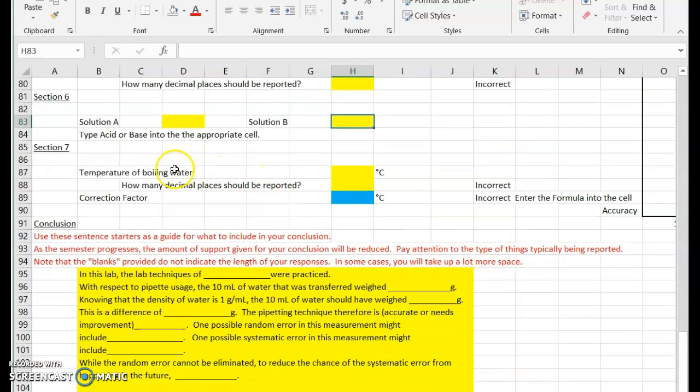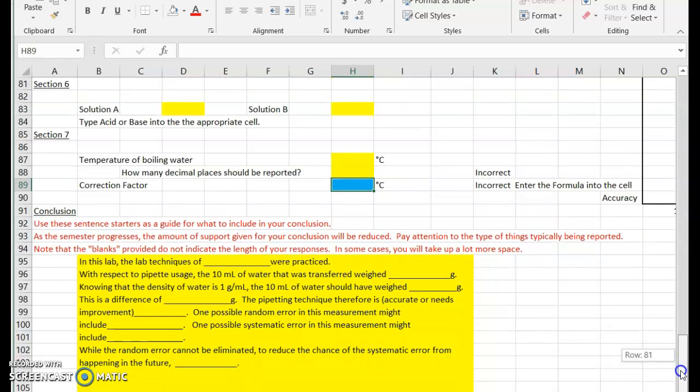Section 7, you're going to record the temperature of boiling water. How many decimal places should be reported off of the thermometer, and then the correction factor. So what you have to add or subtract in order to get to what the boiling point of water should be, which is 100 degrees Celsius. So the correction factor could be positive or negative. And again, because it's blue, make sure you're entering a formula into that cell.